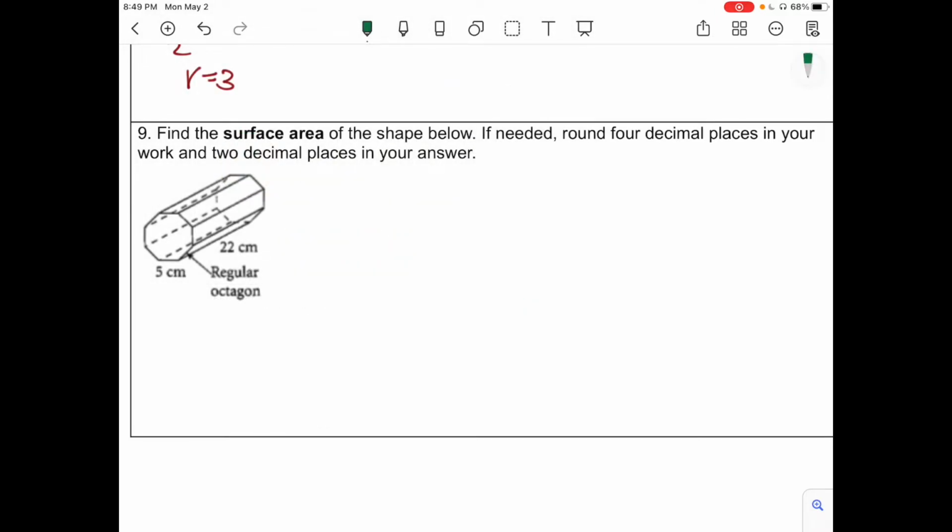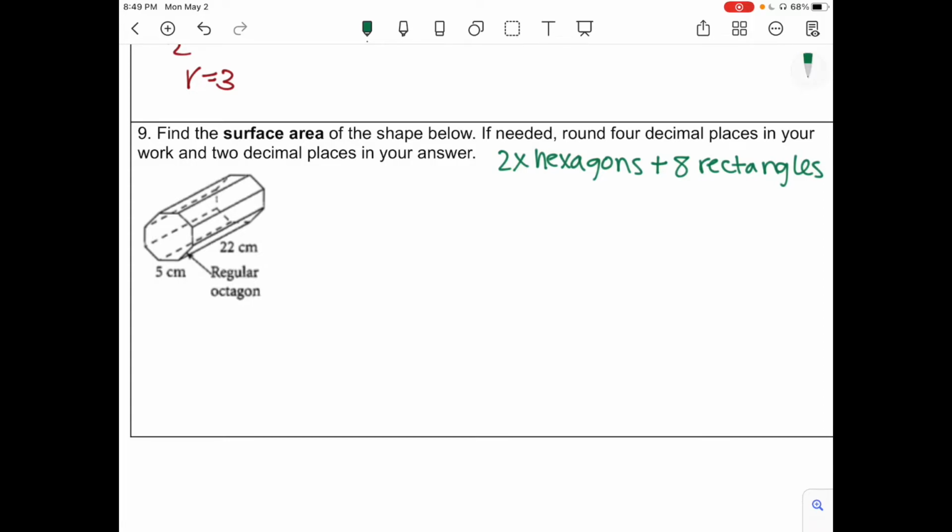So for surface area, I am going to find the area of the 2 hexagons. So I need 2 hexagons. And this may be different for your teacher, the way they do it, and then plus 8 rectangles, and all those rectangles are the same. So that would be a total of 10 surfaces, and that is what I need.